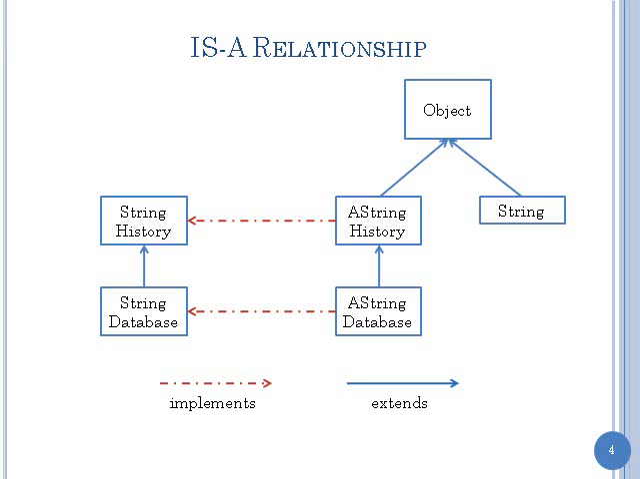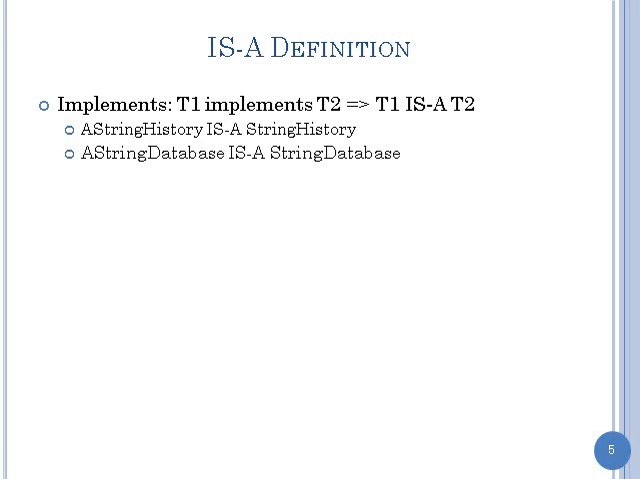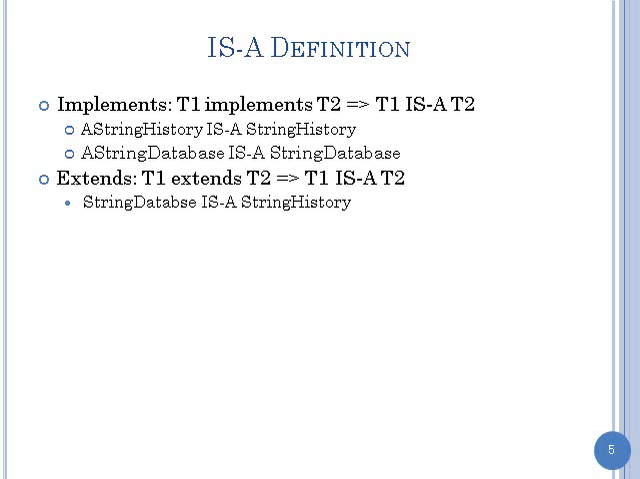So basically, if I was to define it very carefully, I would say if T1, a type, implements T2, a type, then T1 is a T2, right? So a string history class is a string history interface. The class is an interface it implements, okay? And if T1 extends T2, then we can say T1 is a T2. So a string database is a string history. Okay? I'm just saying what you guys intuitively got in like 5 seconds or 1 second. Okay? But we're just formalizing it because we have to define a lot of things.